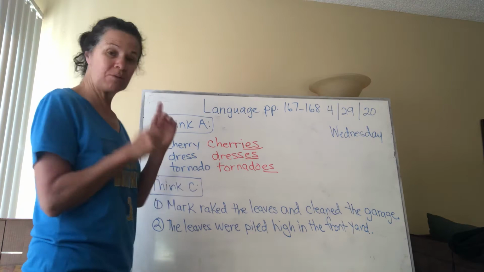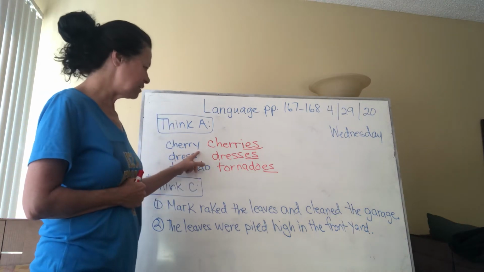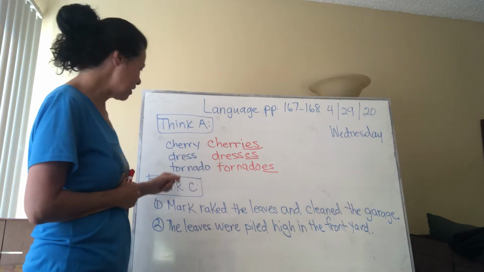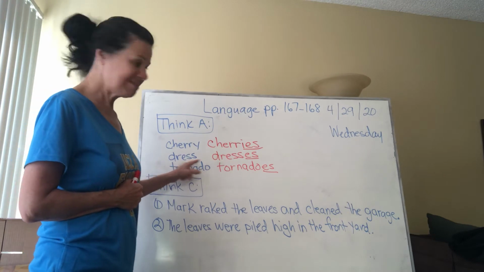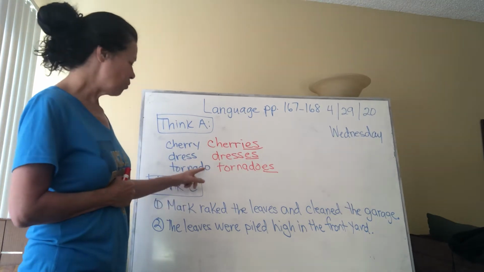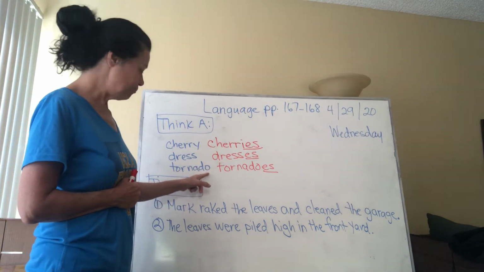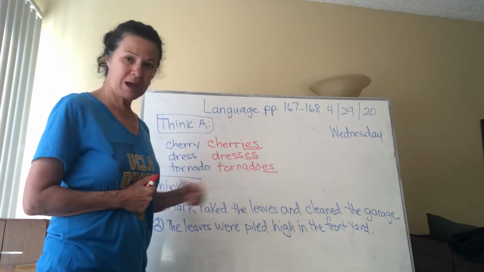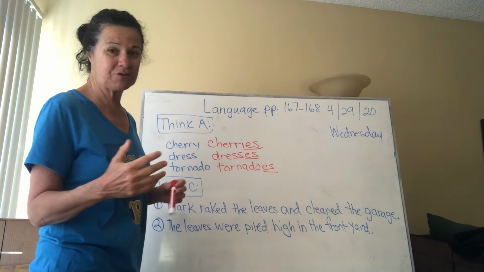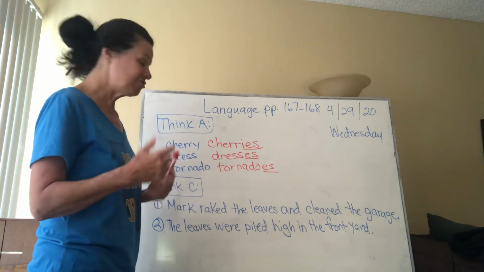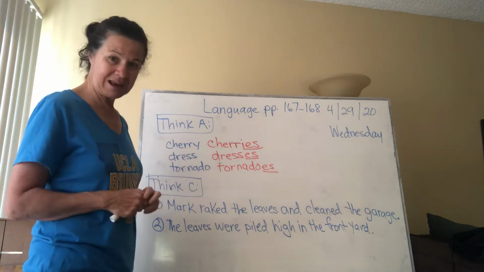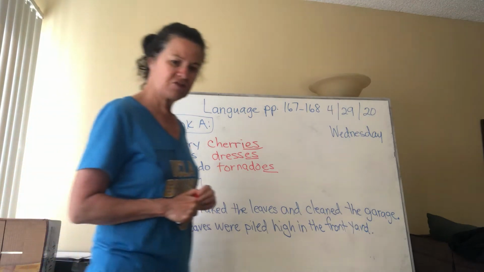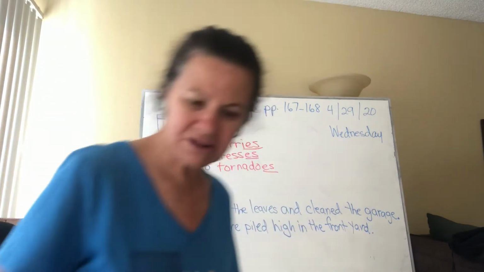So here we added an ES, here we added an ES, and here we added an IES. Okay, once again, remember the rule. Consonant, end in a Y, drop the Y, add IES. Words that end in S, add an ES at the end. Words that have a consonant before the O, add OES, unless they're musical words like alto, soprano, piano, cello, etc. Then you just add an S to those. Okay, so that's how you do section A.